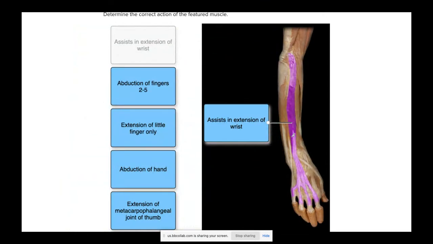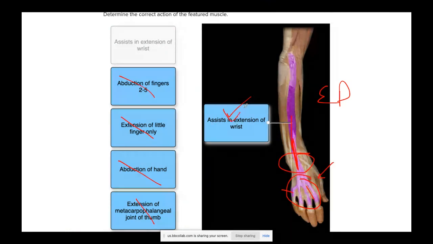We said anything on the posterior wrist is an extensor of the wrist and also an extensor of the fingers if it crosses them. Since these cross the fingers and the wrist, this happens to be the extensor digitorum muscle. It extends the wrist and it also extends the digits. So you can rule these out. Abduction of the fingers, no. Extension of the little finger, no. Abduction of the hand, no. Extension of the thumb, it doesn't even attach to the thumb. So by process of elimination, figure that out.